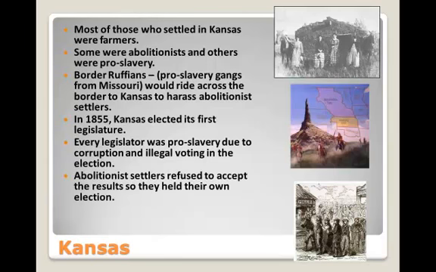Well, needless to say, the abolitionist settlers refused to accept the results because they weren't accurate and they were not legal. So they held their own election. They elected, of course, all abolitionist governor and legislators. Now you have two governments in the same territory trying to run things. One pro-slavery, one abolitionist. This was not going to work.